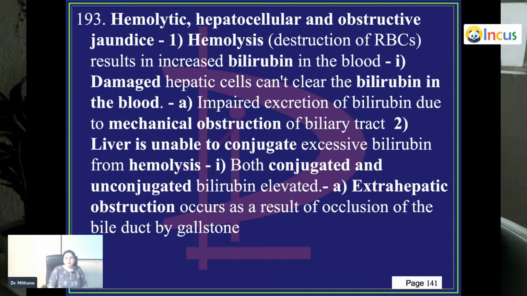Damaged hepatic cells, what happens? That is hepatocellular. In hepatocellular, what happens? The cause is the liver. So the liver is having some kind of an issue. So in the liver, what happens?